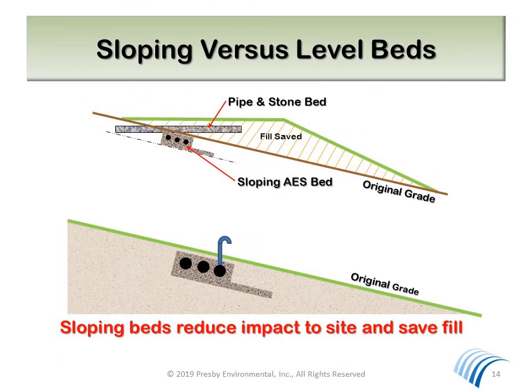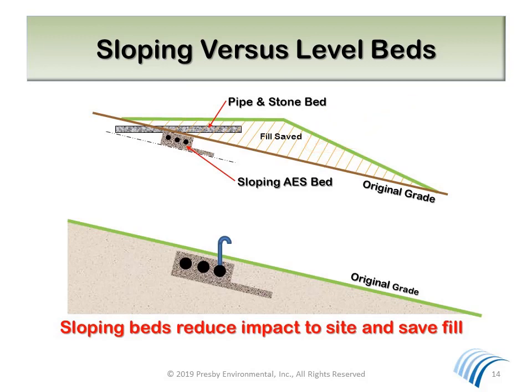This is a dramatic illustration of the advantages of using a sloping field versus the traditional level bed. The diagram at the top represents a traditional field constructed in a level format, which is contrasted by an AES system laid parallel to the ground. The offset to the water table is the same for both systems, but the level traditional field will require additional fill and impact to the site that the AES system avoids.